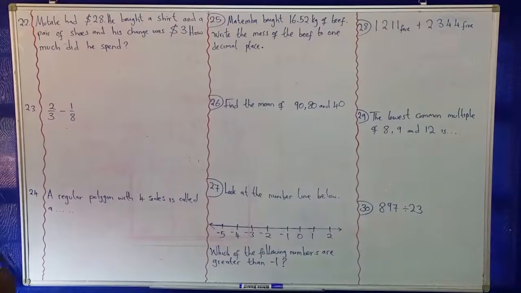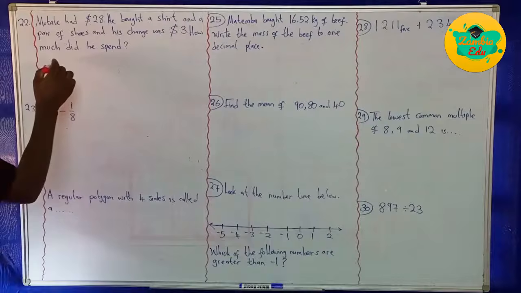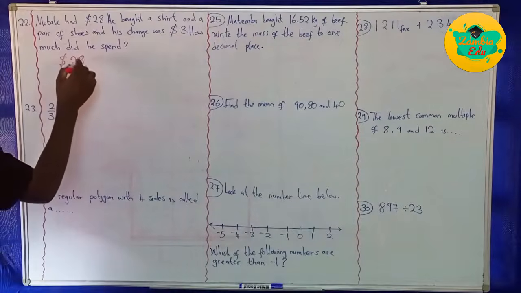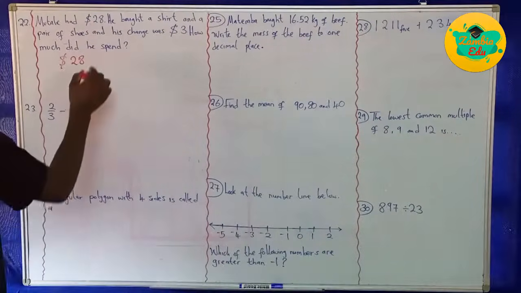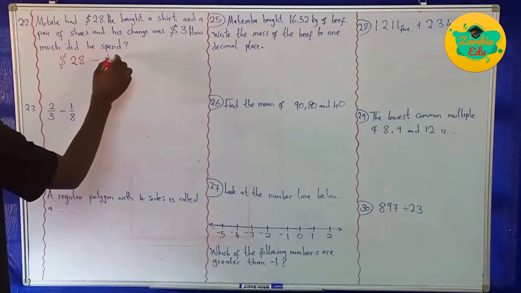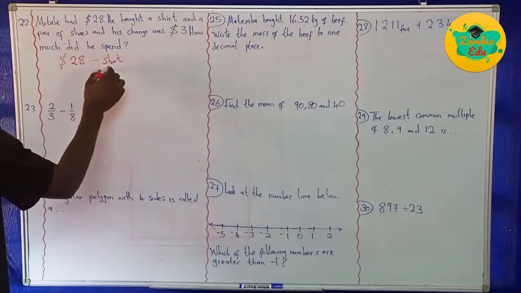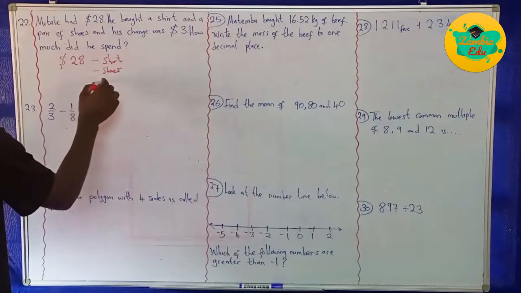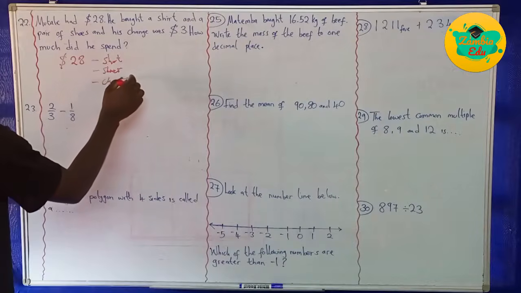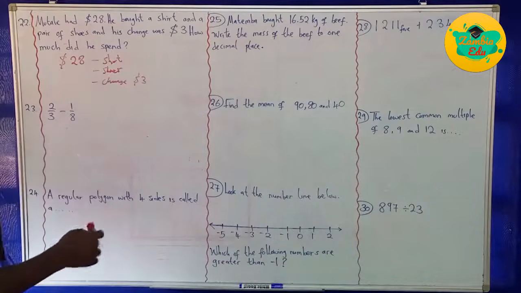Question 22. Mutale had $28. He bought a shirt and a pair of shoes, and his change was $3. How much did he spend? So there we know that out of the $28 that Mutale had, she bought a shirt, we are told. And on top of that, she also bought a pair of shoes. And she had change being $3. How much did she spend?